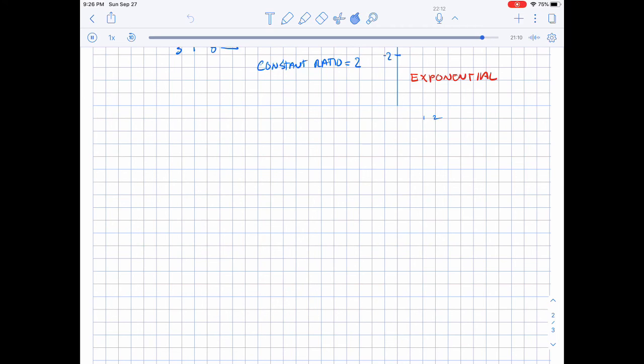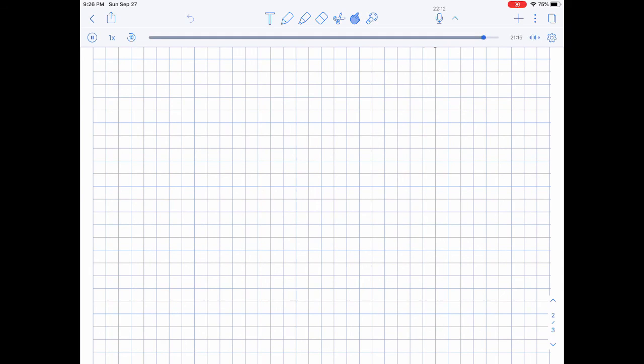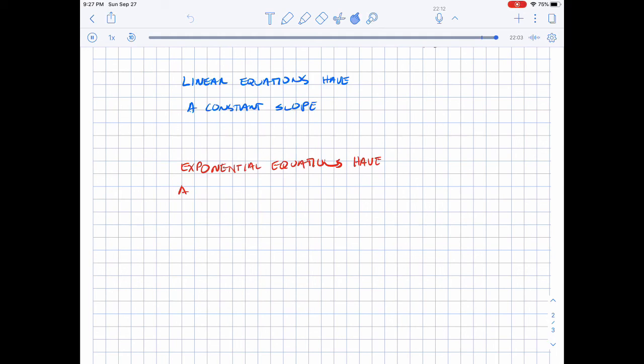To sum up, the essential difference between linear equations and exponential equations would be that linear equations have a constant slope, whereas exponential equations have a constant ratio.